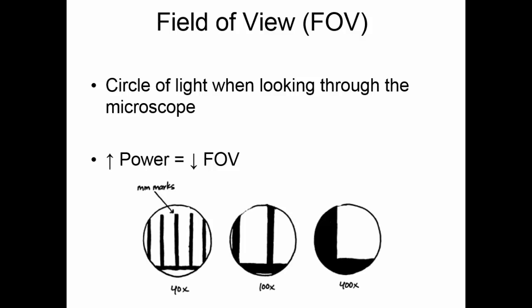If you're looking at a ruler with millimeter marks, when you're looking at it at 40x, you can see about 4 of those full marks. When you move up to the low power objective, you're looking at 100x, you see not quite 2 of them. And when you go all the way up to the 400x, you don't even see a whole millimeter. You just see a little bit of the ruler. So as you change your magnification, you change the amount of the slide you're looking at.